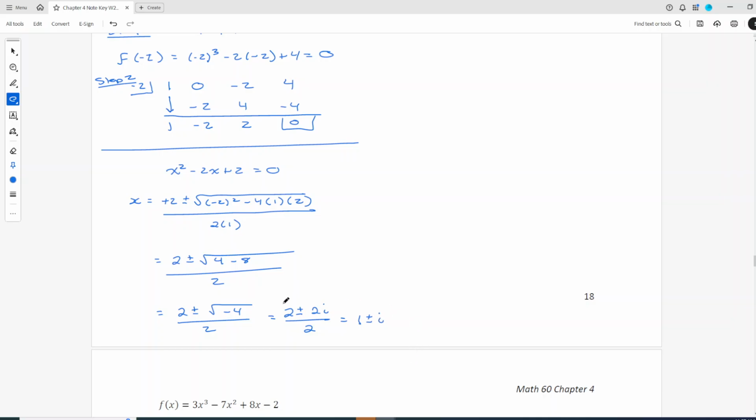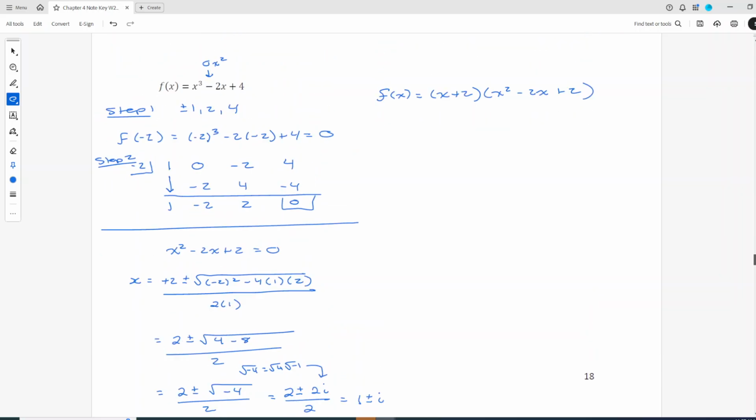Okay, there's a few things where I didn't show my work. The square root of negative 4 is equal to the square root of 4 times the square root of negative 1, which is how we get 2i. Okay, now what? Well, now we know our zeros, which is what we would factor this into.